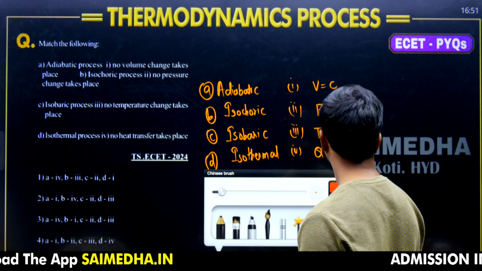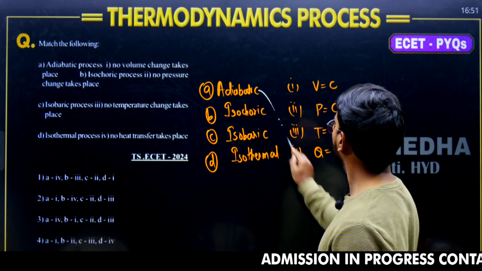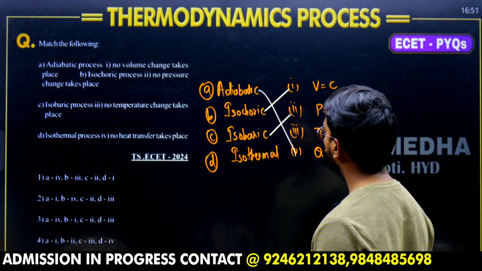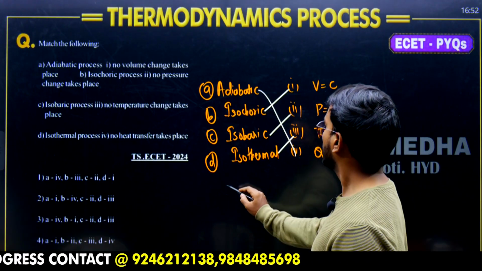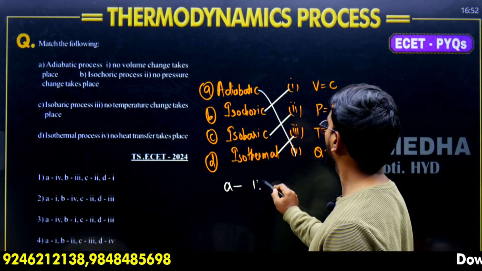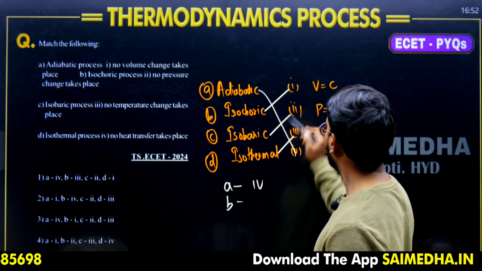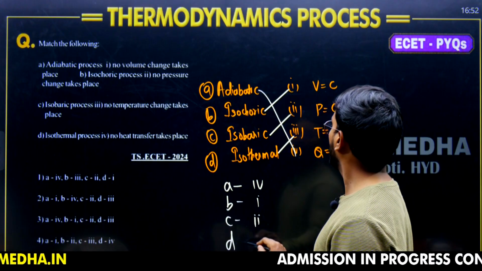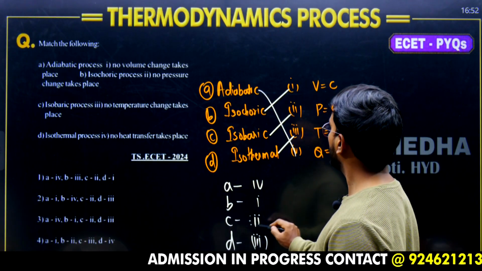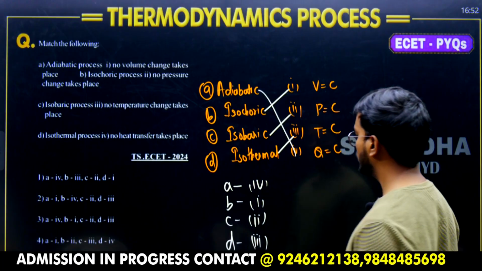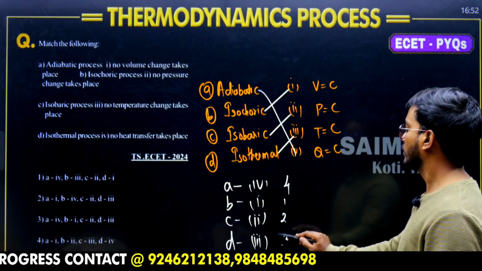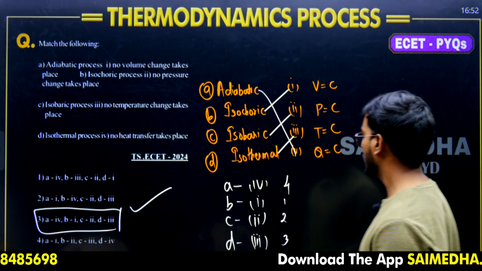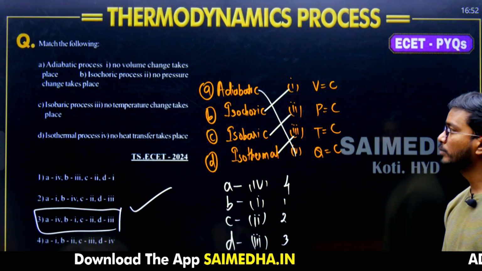Now match this. We know that adiabatic is heat constant. Isochoric is volume constant. Isobaric is pressure constant. Isothermal is temperature constant. That means A is going to become 4. B is going to become 1. C is going to become 2. D is going to become 3. So the answer is 4, 1, 2, 3. 4, 1, 2, 3 is given in option number 3. So this is going to become your correct answer. Go for it. Pause the video, note it down.